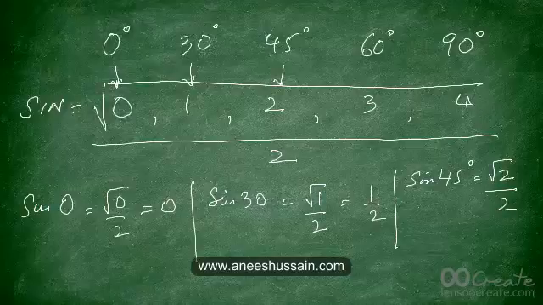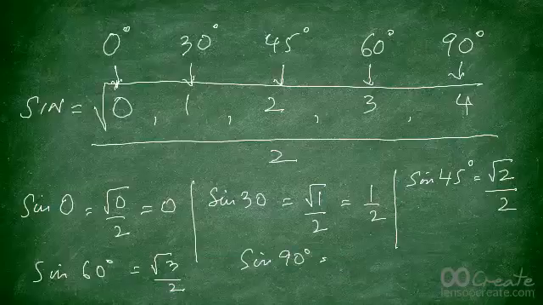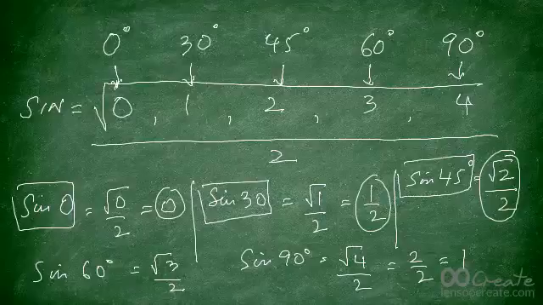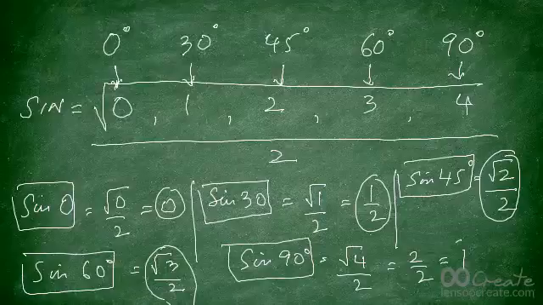From here, sine of 60 is equal to under root of 3 upon 2. And sine of 90 is going to be under root of 4 upon 2, which is equal to 2 upon 2, that's equal to 1. So therefore sine 0 is 0, sine 30 is half, sine 45 is root 2 over 2, sine 60 is root 3 over 2, and sine 90 is 1. Try that out on your own right now.